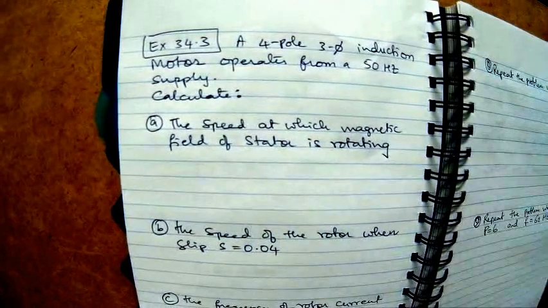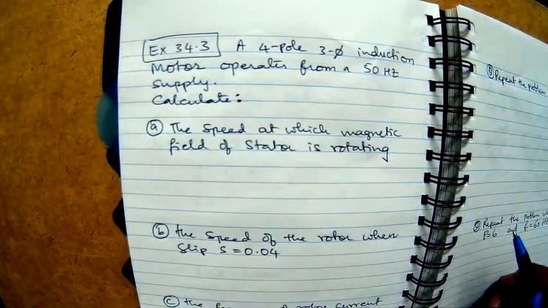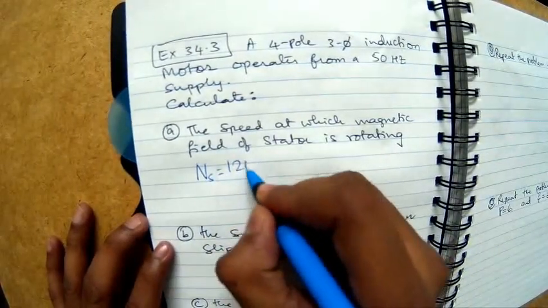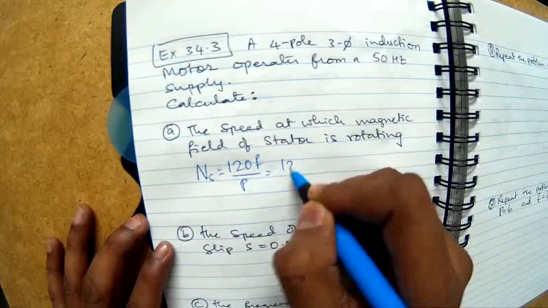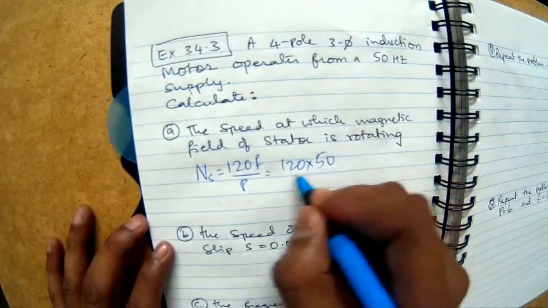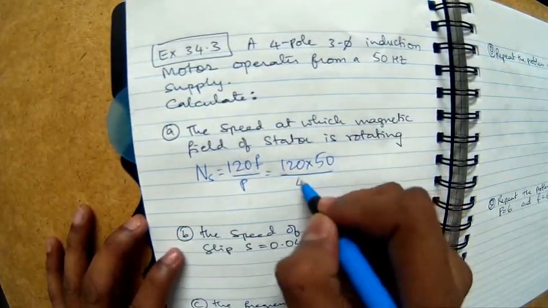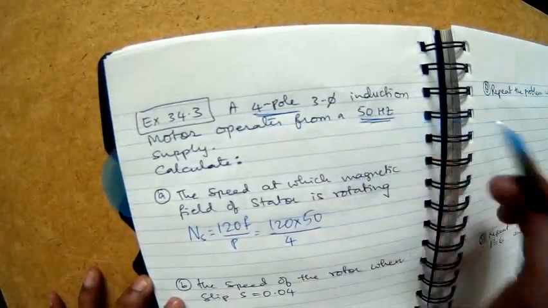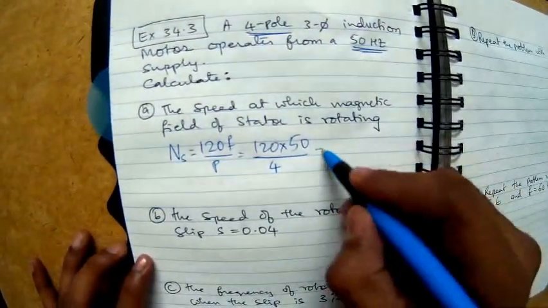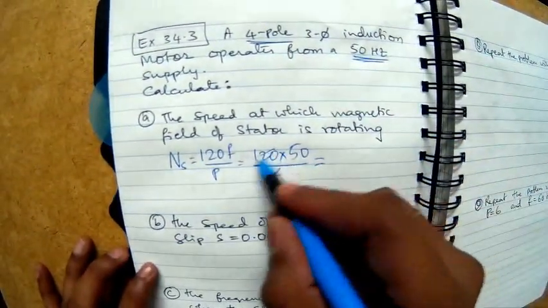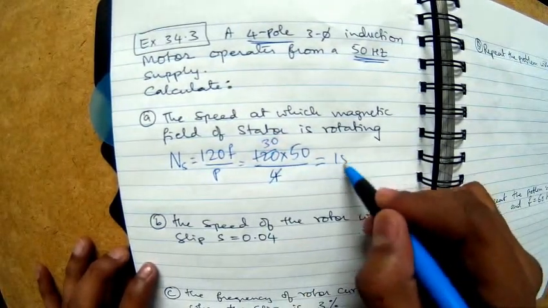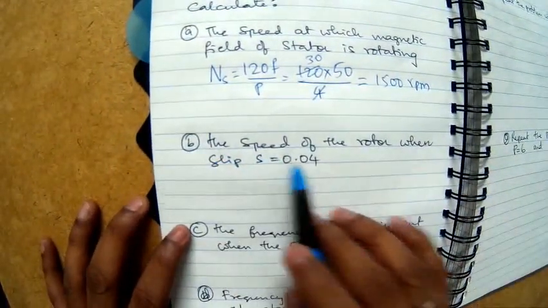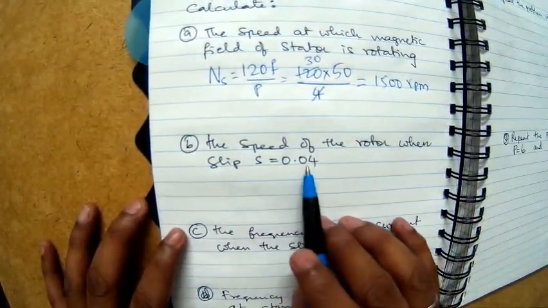So this is straightforward. Basically, the synchronous speed is what is being asked in the question. Synchronous speed, as you know, is given by the famous formula 120 F by P. So 120 into frequency, which is 50, and the number of poles is 4. This information is given in the question. So what is this value? 4 goes 30 times. This is 1500 RPM.